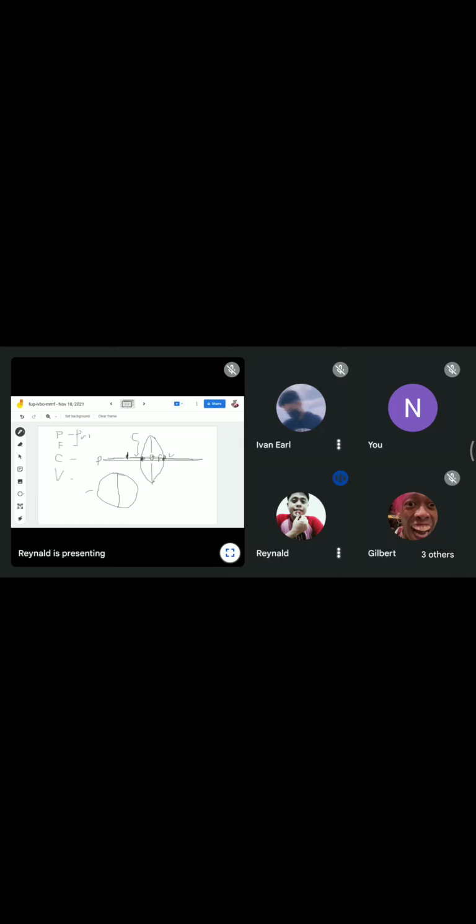Let's separate the convex and concave. Let's start with the concave. Where the spherical mirror was divided, that is where the center of curvature is. Here is the vertex, and in the middle is the focus. And this line is the principal axis.